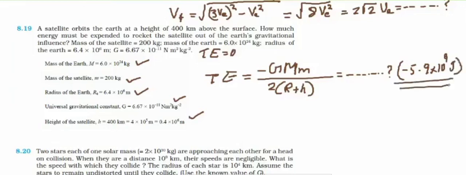Now this is the total energy at present, and we know the total energy must be 0 so that the satellite can escape. So how much energy you need to supply to make the total energy 0? You need to supply an energy which is equal to plus 5.9 into 10 power 9 joule, so that the total energy at present plus energy supplied, when you add together, you will get a total energy 0. Once the total energy is 0, the satellite can escape.